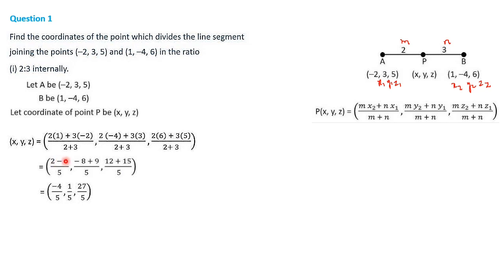That is 2 minus 6 is minus 4, so minus 4 divided by 5. Here minus 8 plus 9 is 1, so 1 by 5. Next 12 plus 15 is 27, divided by 5. So we have got the 3 coordinates. Thus the required coordinate of the point P is minus 4 by 5, 1 by 5, 27 by 5. So it is always better if you use this type of diagram and then write. There will not be many steps.